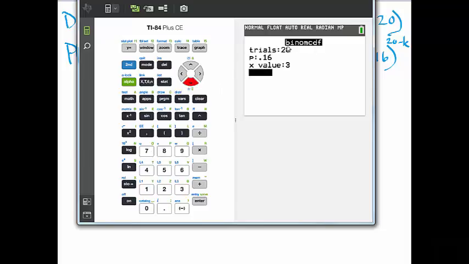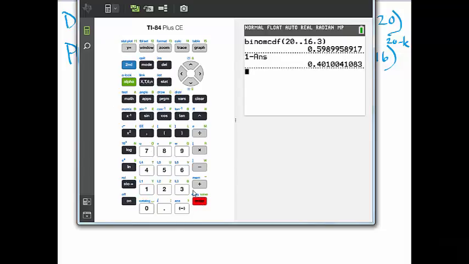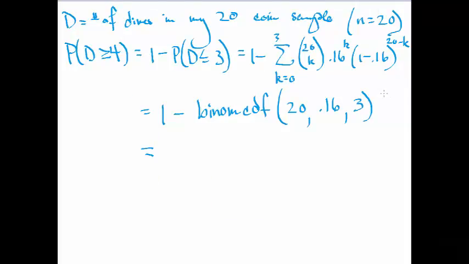And remember, I'm using binomCDF, C here for cumulative, so that we add up all the probabilities from 0: the chance that you see 0 dimes, plus the chance that you see 1 dime, plus the chance that you see exactly 2, or exactly 3, or exactly 4. Okay, and so I do that, and of course I forgot to do my 1 minus, so I'll do 1 minus all that stuff. It's 0.401004 approximately. I'll round down there.